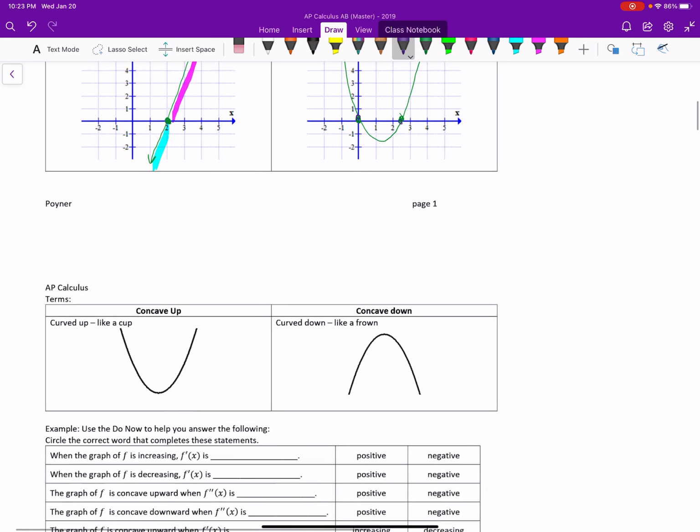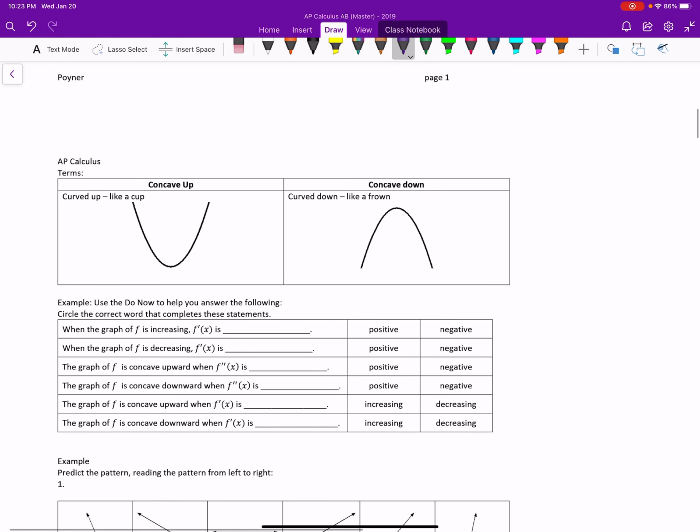Now, in terms of terms, concave up is when it makes a cup, like an up. The word up is there. And concave down is like a frown. It rhymes with frown. It's just a way to remember the two, right?